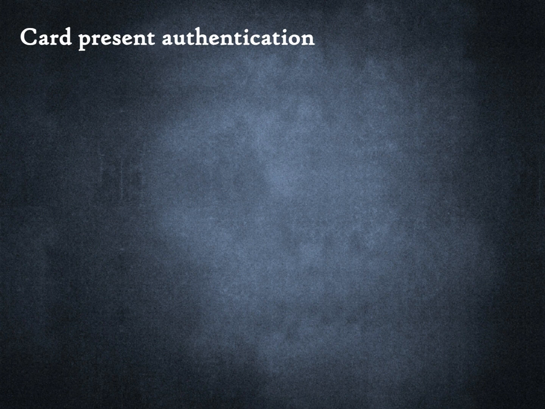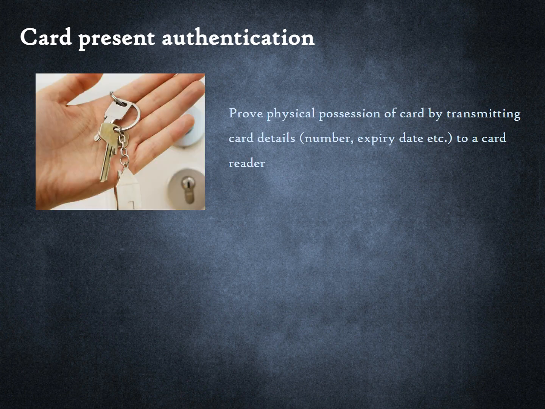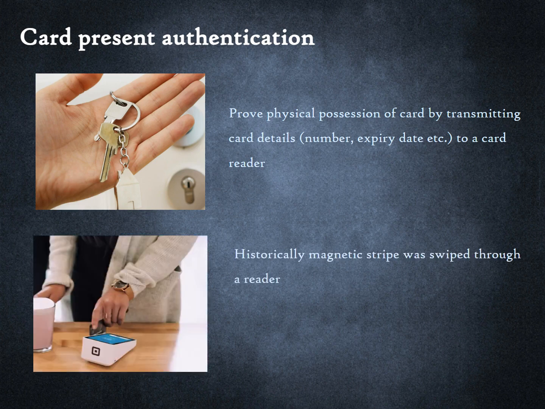For a card-present transaction, the cardholder must prove physical possession of a card by sharing card details to a card reader. Historically, these details, including the account number and expiration date, are encoded in a magnetic stripe that is swiped against a reader. The magnetic stripe also contains data which is not physically embossed on the card. However, the data on the stripe is static. Hence, a malicious party can create a counterfeit by extracting this data with a card reader.